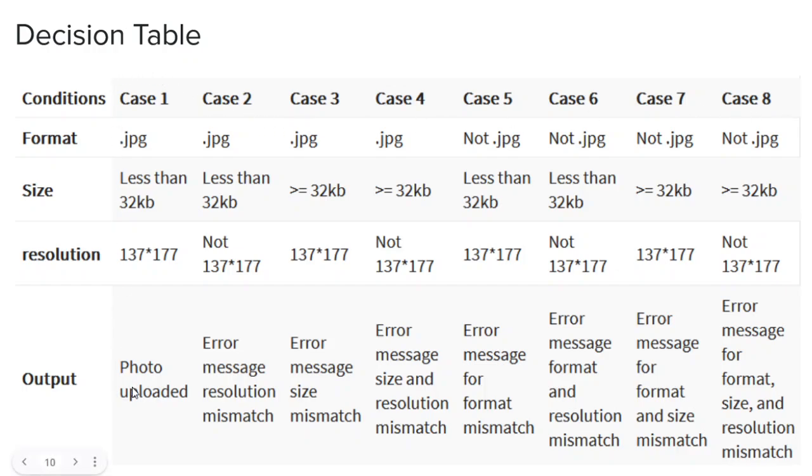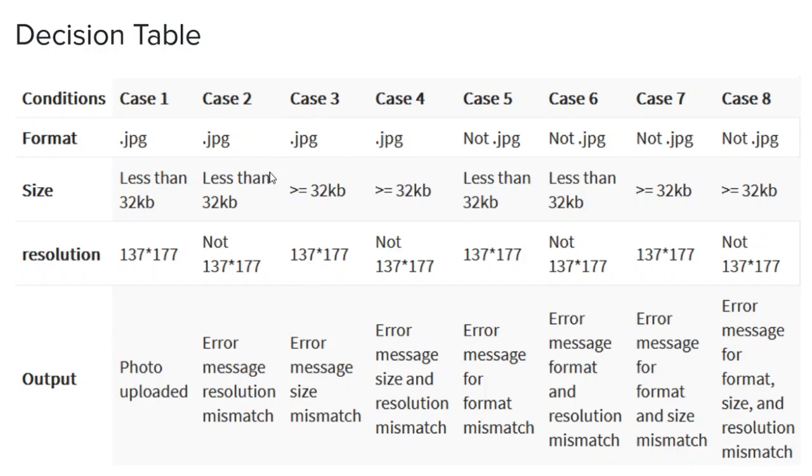So what is the first case here? First combination, where file format is .jpg, file size is less than 32 KB, and resolution is 137 into 177. That is the first case. What is the next case? File format is .jpg, size is also less than 32 KB, but resolution is not 137 into 177. This is another combination of condition values, different from the first one. This is the second one.